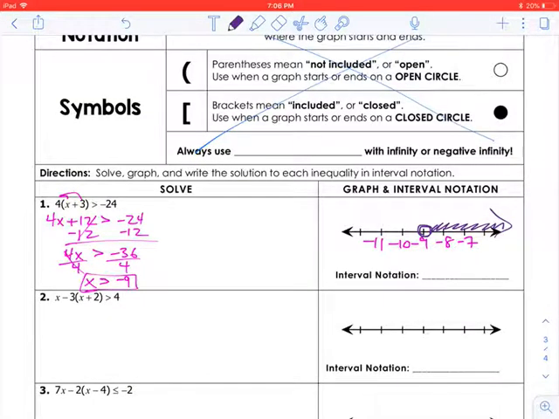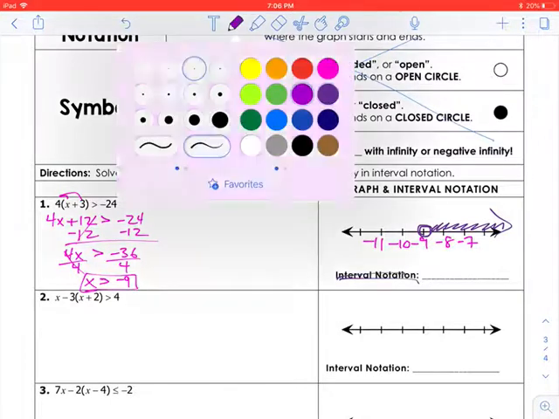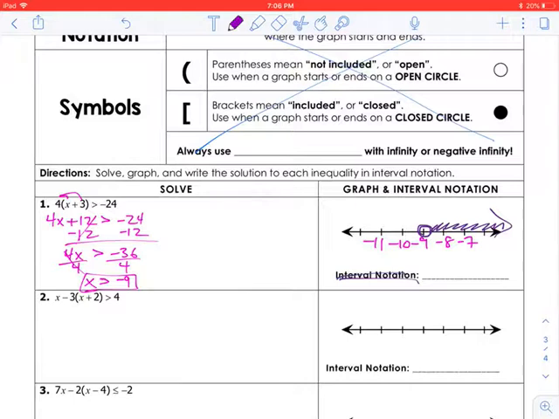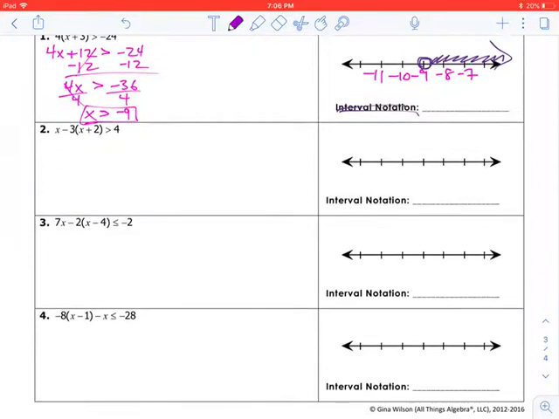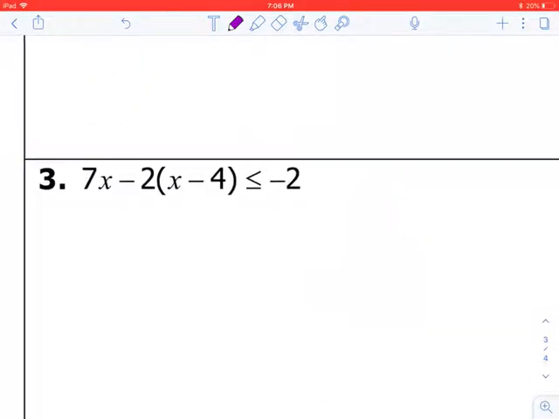Okay? And again, don't worry about interval notation right now. All right, good. So let's do another one. Let's look at number 3. In this case, negative 2 needs to distribute.